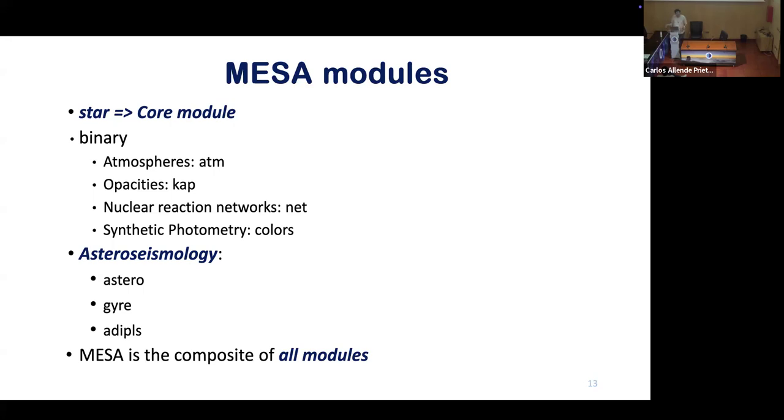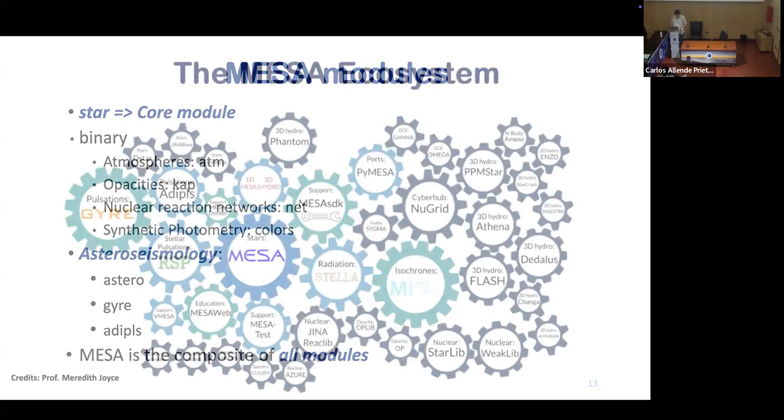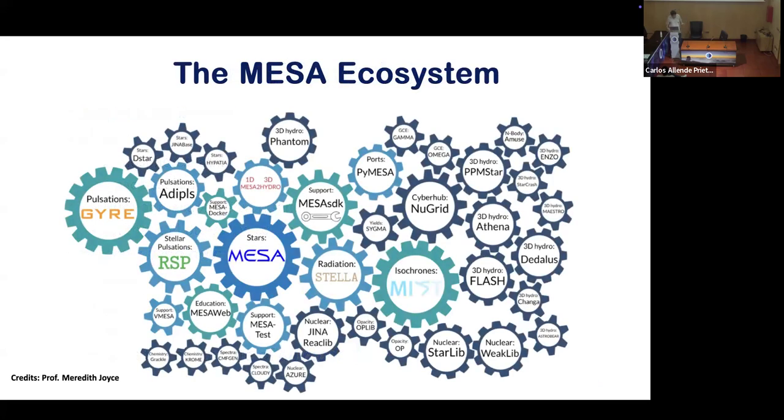So MESA is not only the star module, it's the composite of all those modules. That's what's important. And MESA is not only a composite of all those modules, but it's embedded in an ecosystem of various suites and tools. So you see here MESA as a big gear. You also see nuclear reaction codes, you see spectral codes, you see chemistry codes, you see 3D hydrosimulation codes, you see the pulsation codes I mentioned.